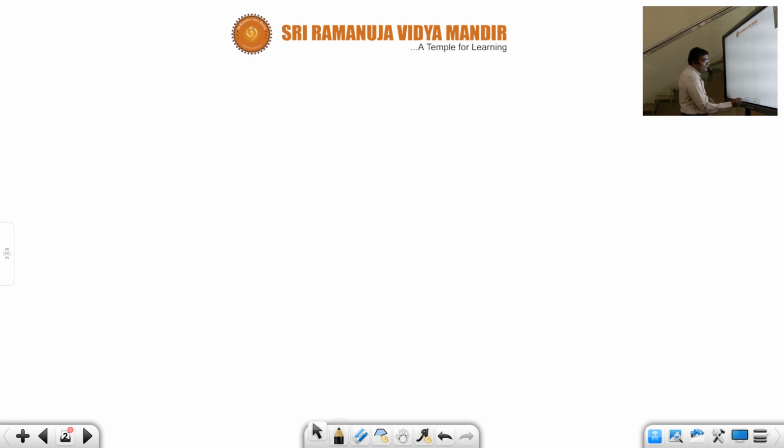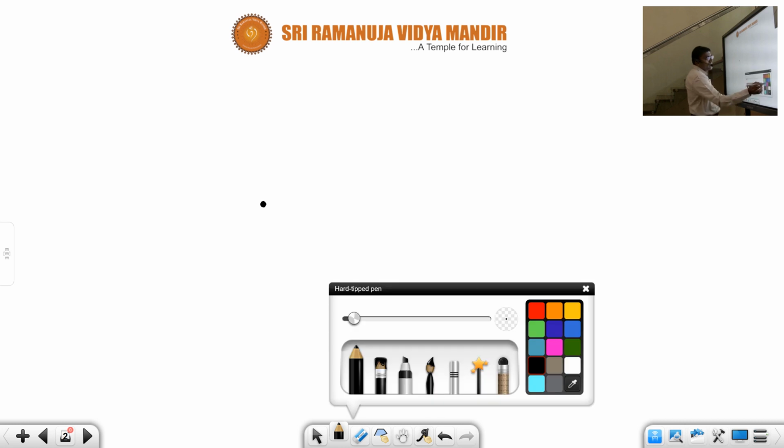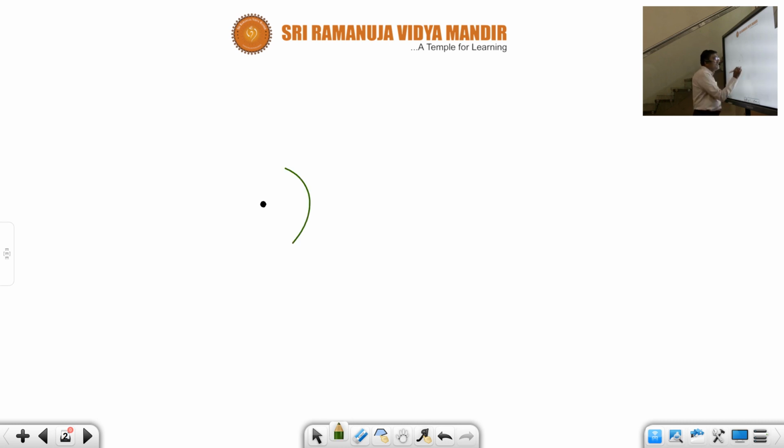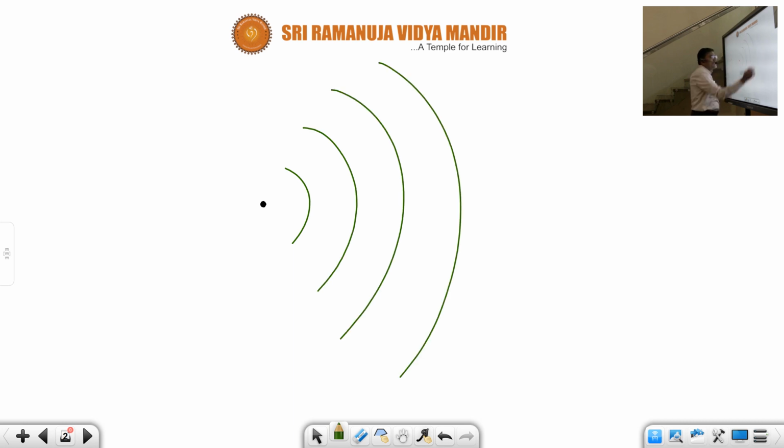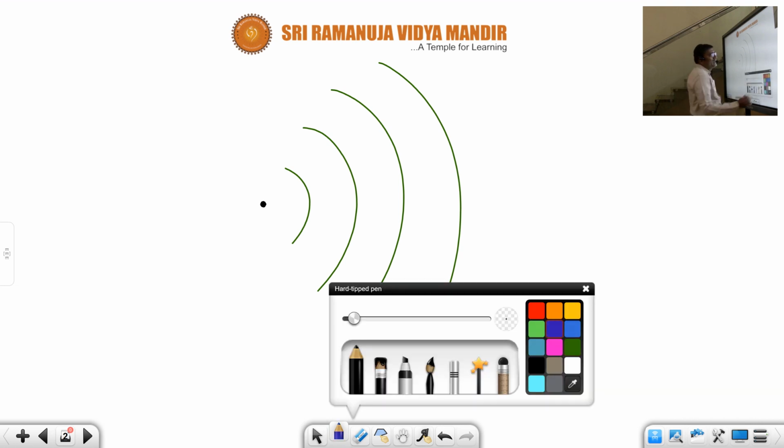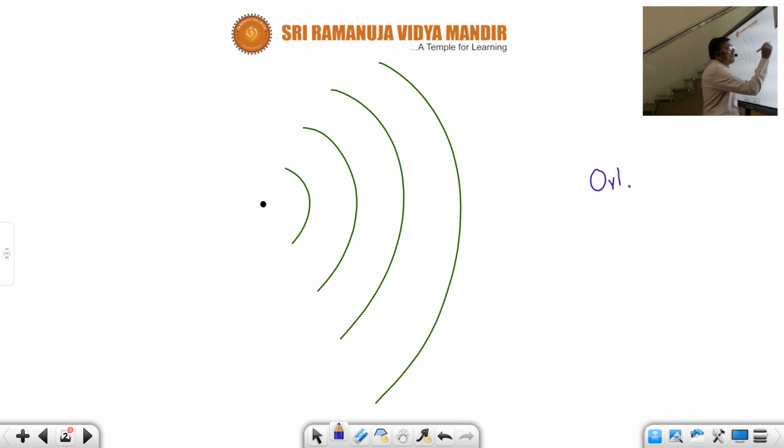Students, in our earlier session, this is what you have learnt. This is a nucleus, and there are some orbits around the nucleus. These are some of the orbits around the nucleus, right? And these orbits are also called shells. So you can say these are orbits, and these are also called shells.